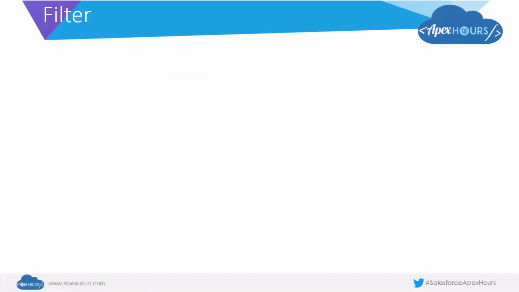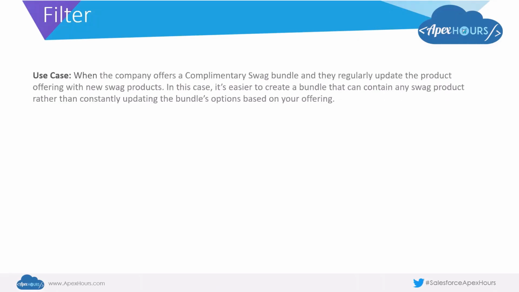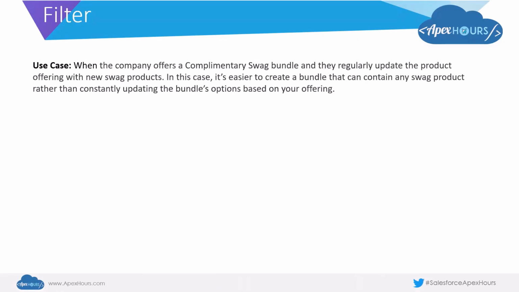We have looked at product rules of types validation, alert, and selection so far. Now let us look at the filter type of product rule. So the use case here is when the company offers a complimentary swag bundle and they regularly update the product offerings with new swag products. So in this case, it's easier to create a bundle that can contain any swag product rather than constantly updating the bundle's options based on your offerings, right?